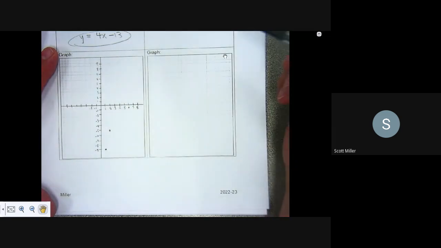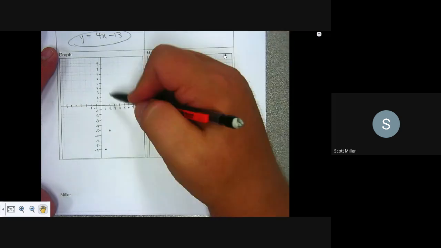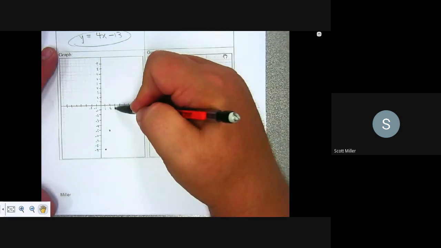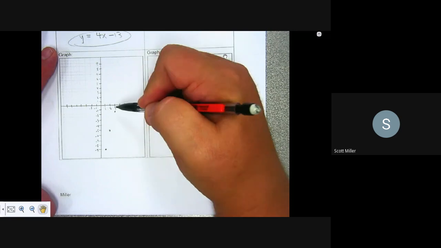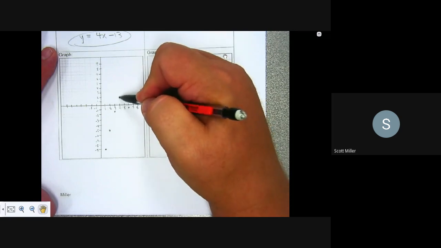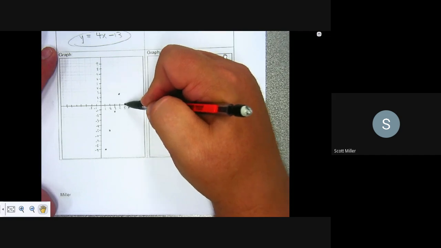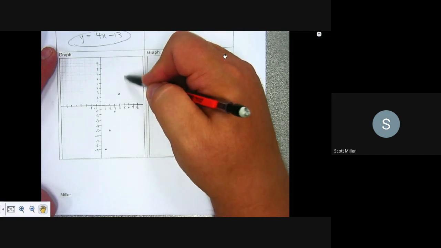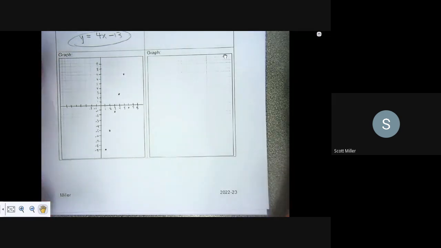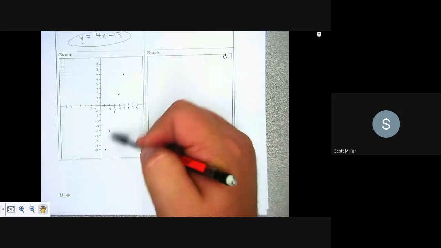So rinse and repeat that for all the points in our table. 3 goes to -1. 4 goes to +3. And 5 goes to +7. If you draw this on graph paper, it looks nice and neat. But notice, you see how the dots line up?